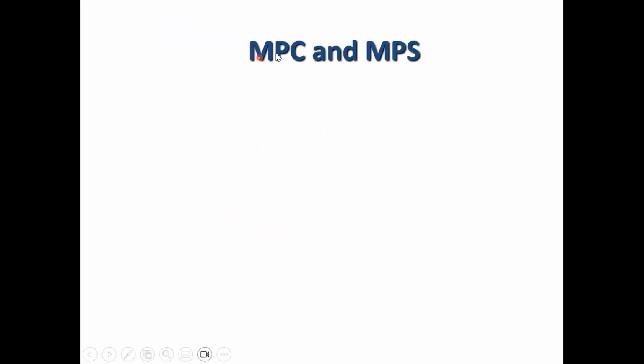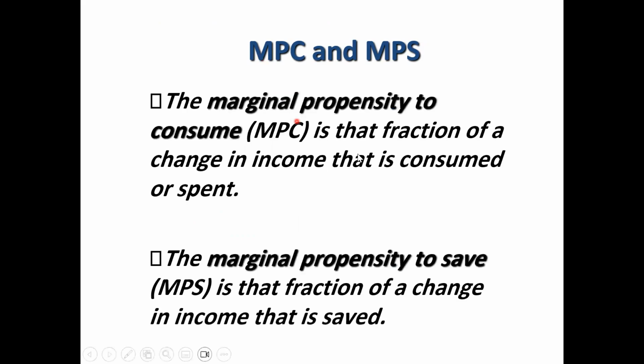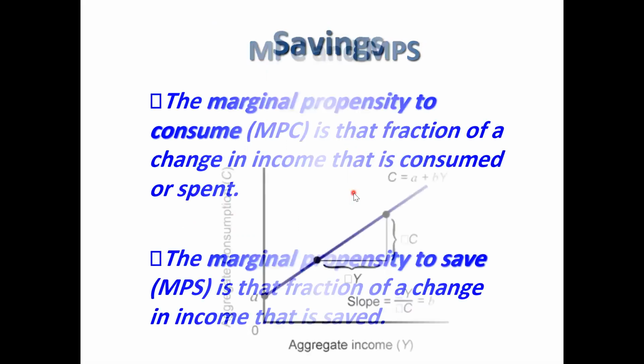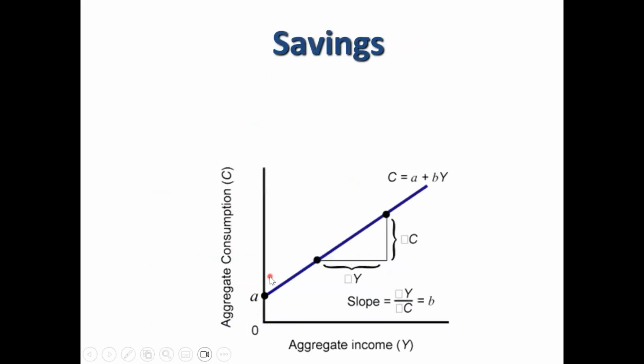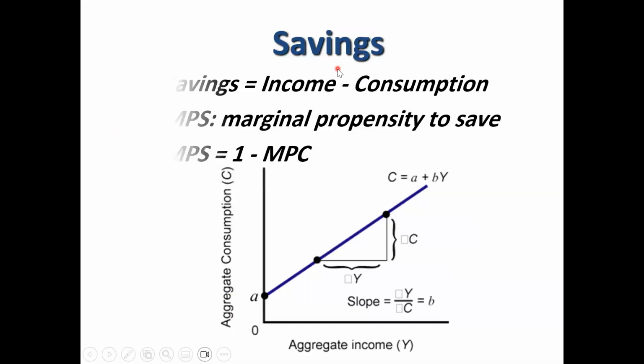The marginal propensity to consume and the marginal propensity to save. The MPC is the fraction of a change in income that is consumed or spent, and the marginal propensity to save is the fraction of a change in income that is saved. And this represents the consumption function here. If we want to calculate saving, it is income minus consumption, and MPS, the marginal propensity to save, is 1 minus the marginal propensity to consume.